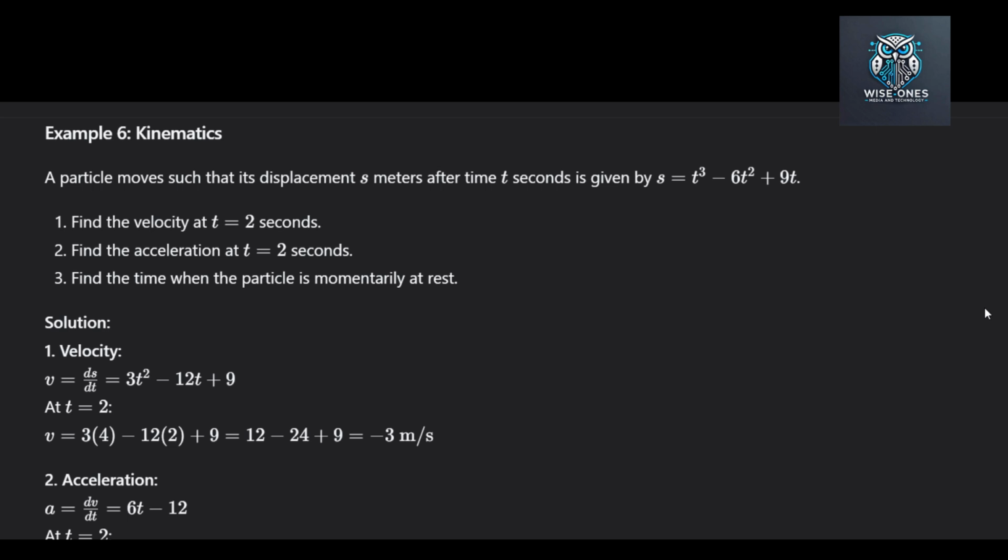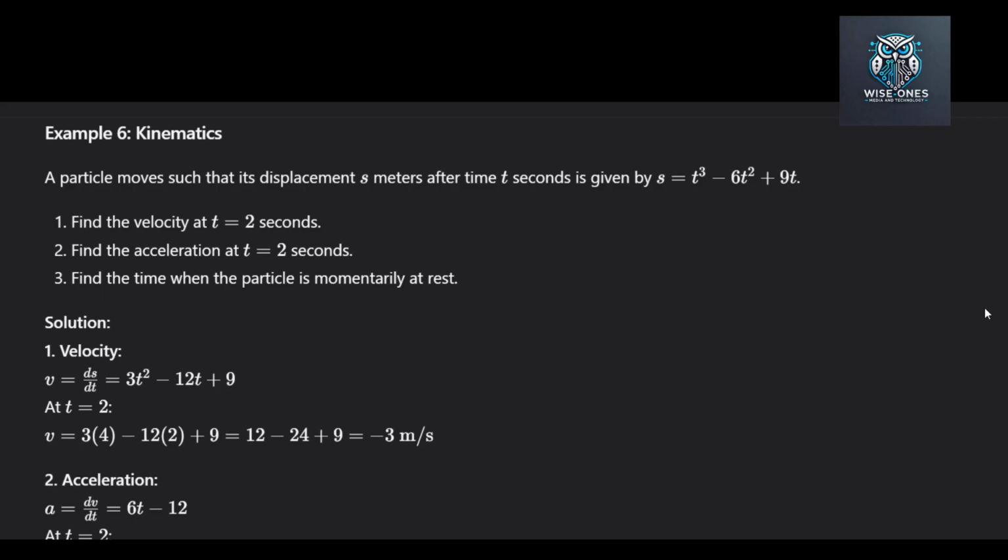Solution. Part 1. Velocity. Velocity v equals ds/dt. Differentiate s with respect to t. t cubed becomes 3t squared. Minus 6t squared becomes minus 12t. Plus 9t becomes plus 9. So v equals 3t squared minus 12t plus 9.